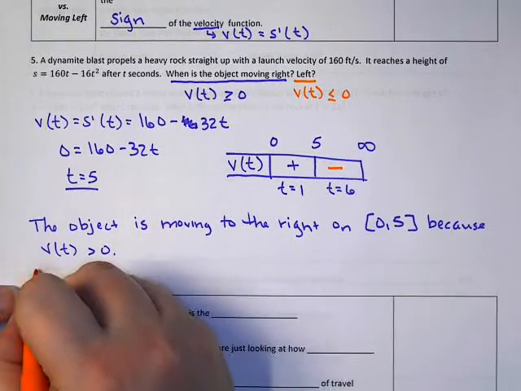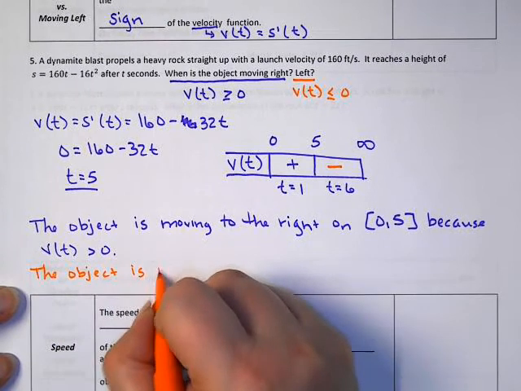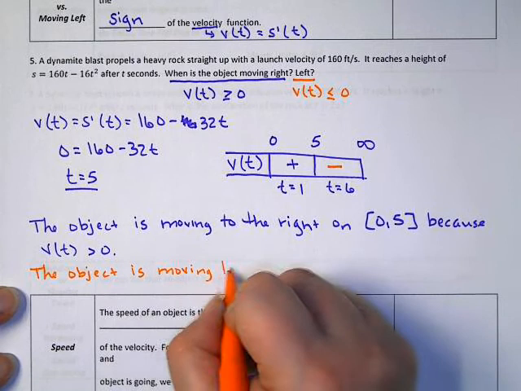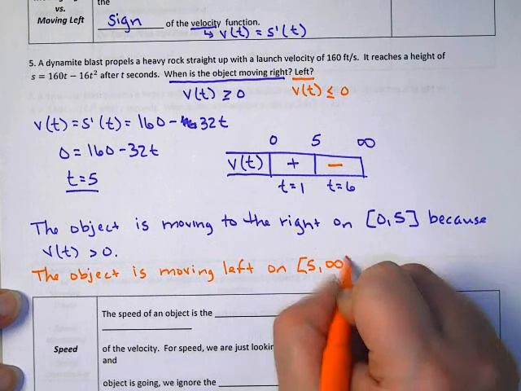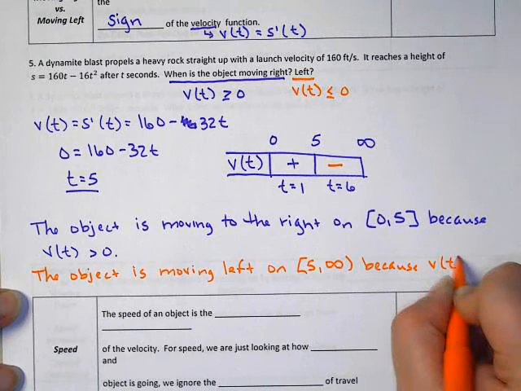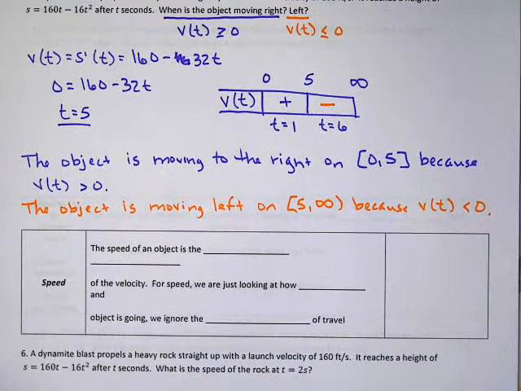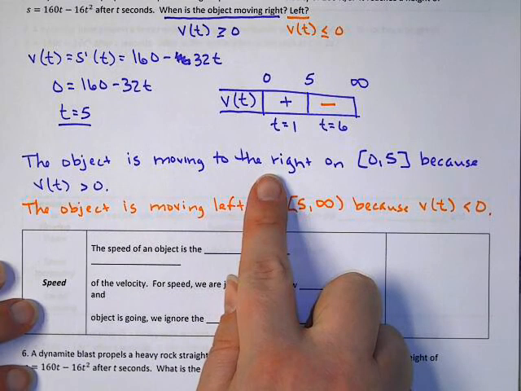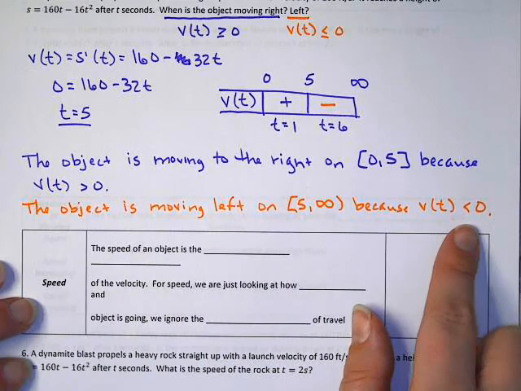I can also say then that the object is moving left on the interval from 5 to infinity because the velocity, v of t, is less than 0. It's negative. So those are our justifications there. It's the same as when we did justifications in the last chapter with looking at when a function is increasing and decreasing. We're saying that the object is moving to the right when the velocity is positive, and it's moving to the left when the velocity is negative.